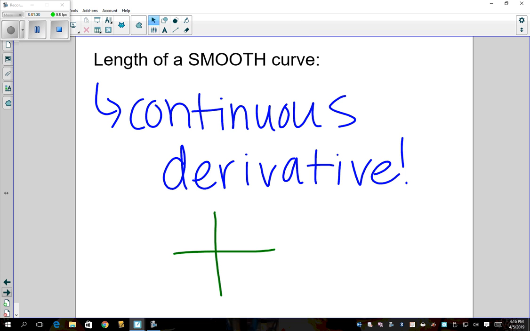So if I was given something like the cube root function at x equals 0, that's a problem area. I cannot find the length at x equals 0, and so unfortunately I cannot take the length of this curve from, let's say, -1 to +1. I can't find that length. I have no idea because it does not have a continuous derivative. And so that's going to be very important to keep in mind as we're working through these problems.